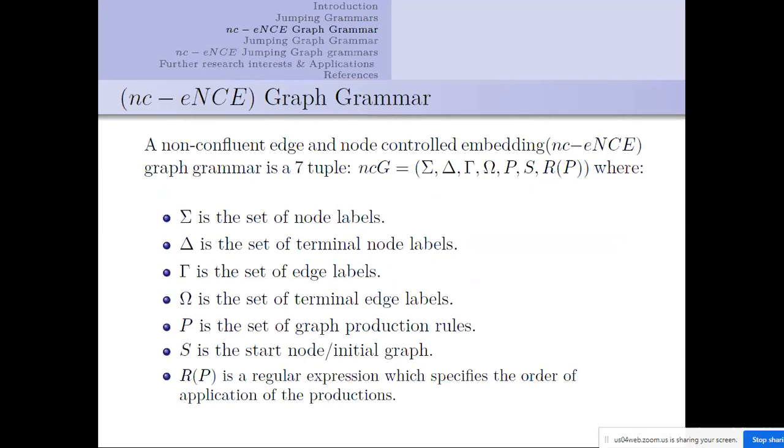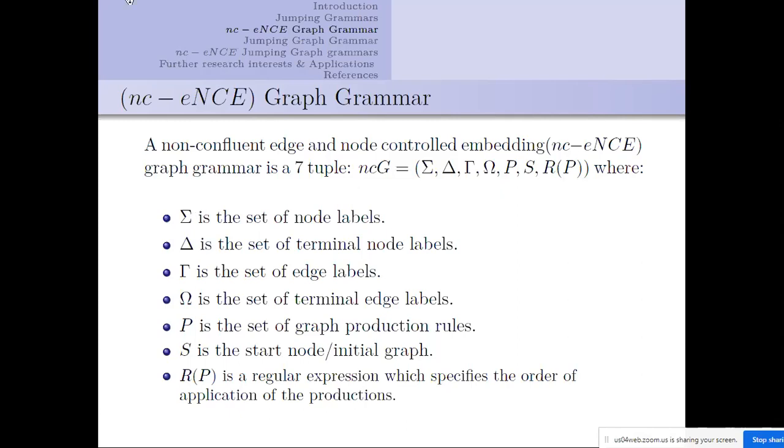And recently we have introduced a new category of graph grammars called non-confluent edge and node controlled embedding graph grammars. Previously you have seen some graph production rules generating a K4 graph. What we do here is apply a restriction on how to use the production rules of that particular graph grammar. If you apply a restriction in the form of a regular expression, these production rules can be effectively utilized to generate the desired graphs that we have.